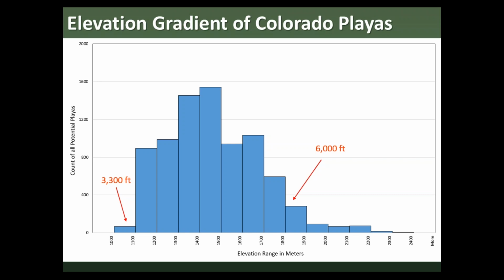As Great Plains systems, the elevation gradient of playas is the reverse of fens. Playas in our state begin at 3,300 feet elevation at the state border and drop off significantly after 6,000 feet at the base of the mountains.